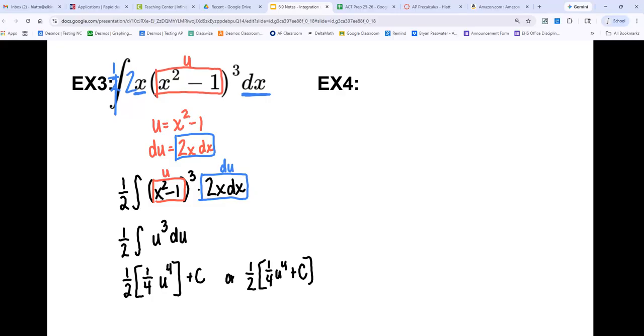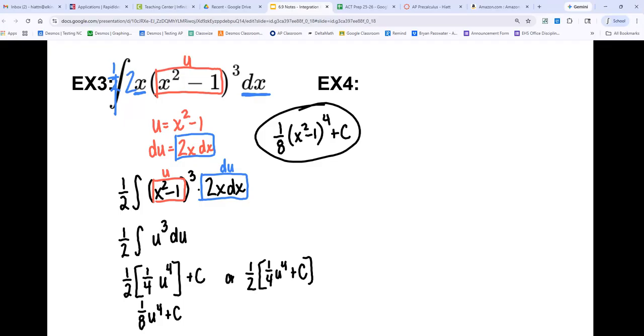It doesn't cancel. They will stay because you don't have limits here, so they won't cancel each other out. If I put the plus c on the outside, that's fine. I get 1/8 u to the 4th plus c. And then I would need to plug that back in. I'm just going to put the answer up here. I'd have 1/8 times x squared minus 1 to the 4th plus c. That's going to be my final answer, right? Because I take that u and I replace it back with the x squared minus 1.